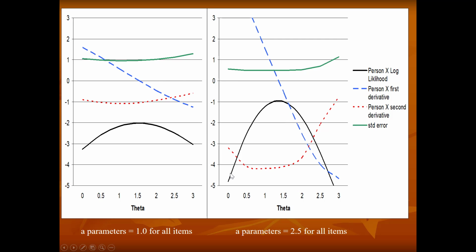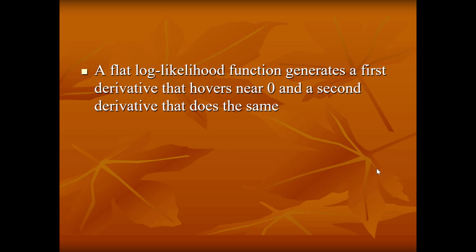And you see the slope of the line tangent to the likelihood function reflected in the first derivative. You get a much steeper slope for the first derivative over here on the right, that blue line, than you do over here on the left. And as a result, the second derivative, which is the slope of this first derivative, tends to be much more negative over here, right? And the standard error is correspondingly lower as well. So that's a look at how item information is reflective of that second derivative in this paradigm, looking at the maximum likelihood estimate. Again, a flat log likelihood function generates a first derivative that hovers near 0 and a second derivative that does the same, and it can be difficult to find the maximum there.